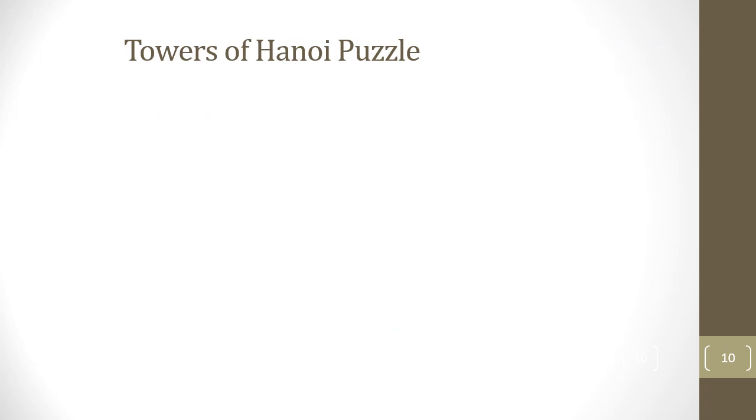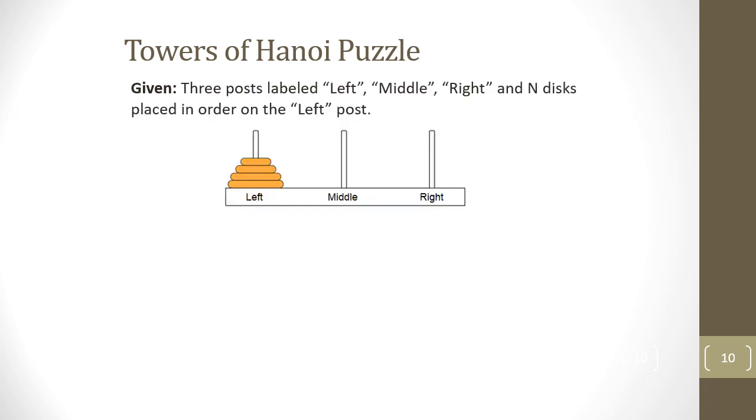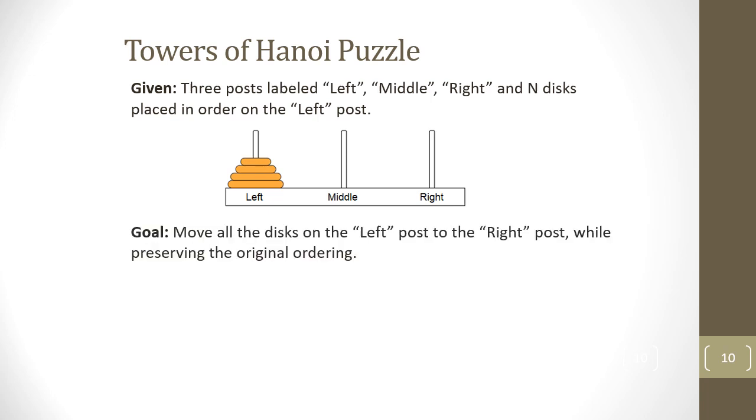To help you understand how to develop a recursive algorithm and derive a recurrence equation for a particular problem, let's look at this very interesting problem, which is the Tower of Hanoi puzzle. In this puzzle, we are given three posts which are labeled left, middle and right, and there are n disks placed in order on the left post. So the goal is to move all the disks on the left post to the right post while preserving the original ordering.